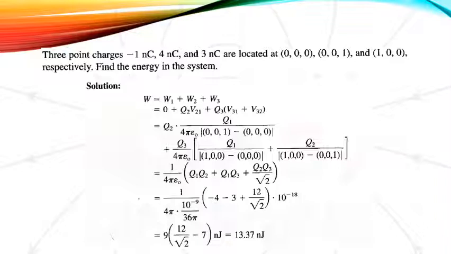Q2 into Q1 divided by 4 pi epsilon naught times |(0,0,1) minus (0,0,0)|, plus Q3 by 4 pi epsilon naught times Q1 divided by |(1,0,0) minus (0,0,0)|, plus Q2 divided by |(1,0,0) minus (0,0,1)|. Now simplifying these and substituting the values of Q as minus 1, 4 and 3 in these equations, you get the value as 13.37 nanojoule.